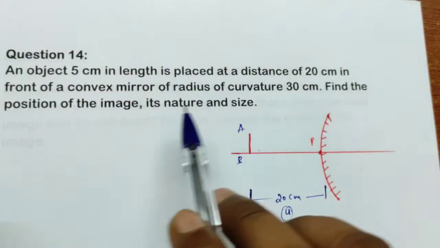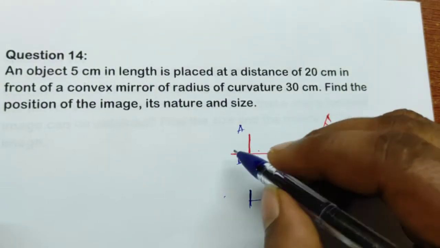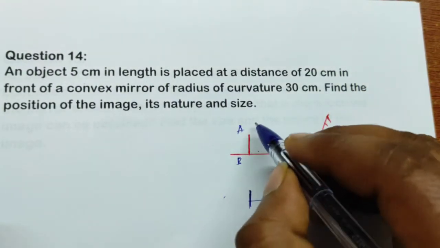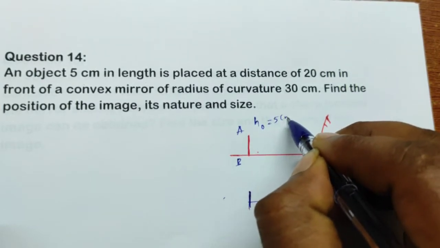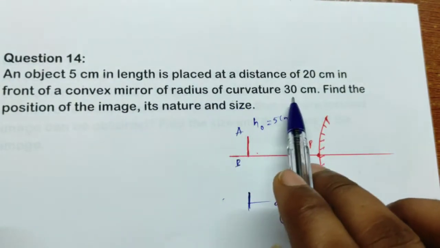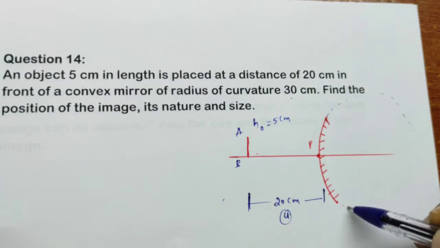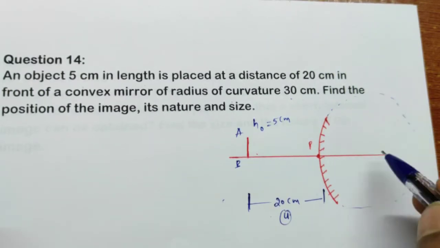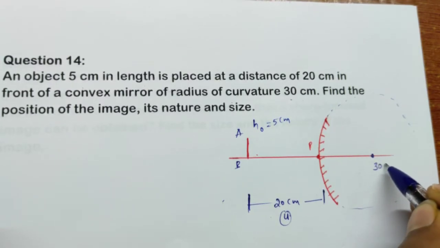Now what else did they give? The object of 5 centimeters in length. They gave the object height also, so the height of the object is 5 centimeters. And they gave the radius of curvature as 30 centimeters. Radius of curvature means, this is a sphere, we can fold like this. So here we have the radius of curvature, which is 30 centimeters.